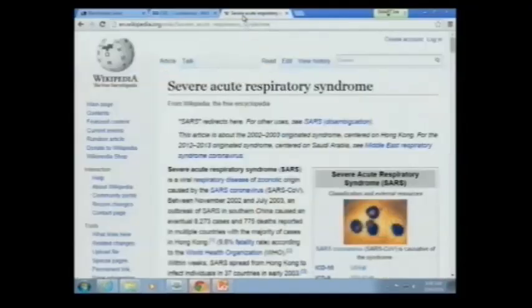But let me give you another example of an important infectious disease caused by coronavirus. That was SARS. Do you remember SARS from 2003? Severe acute respiratory syndrome, SARS, is a viral respiratory disease of zoonotic, means coming from where? Animals. Caused by the SARS coronavirus, that was also a coronavirus. So it's important to try and use good nomenclature.